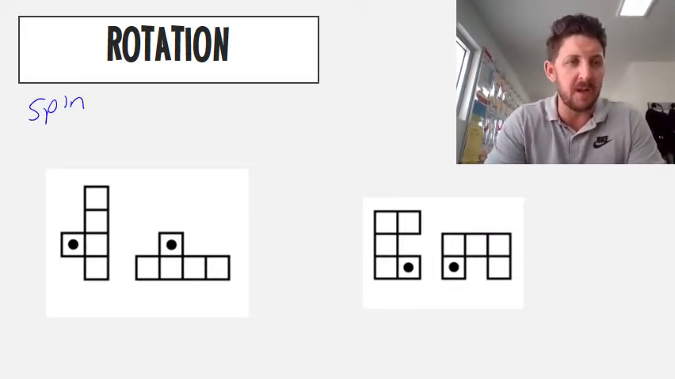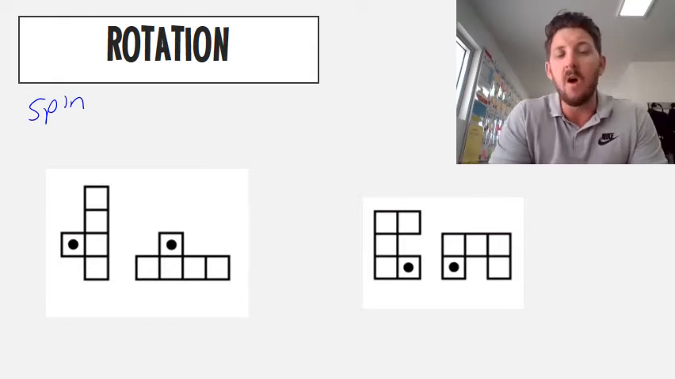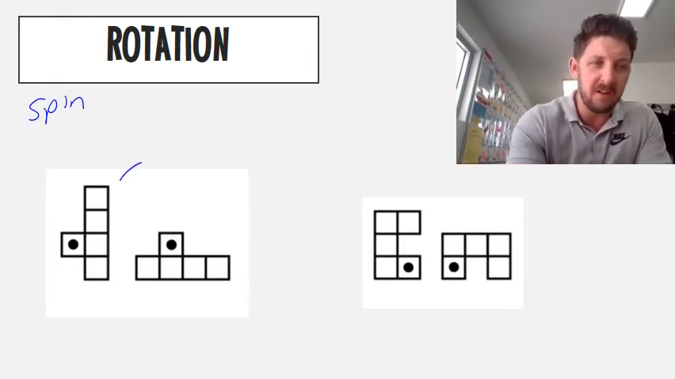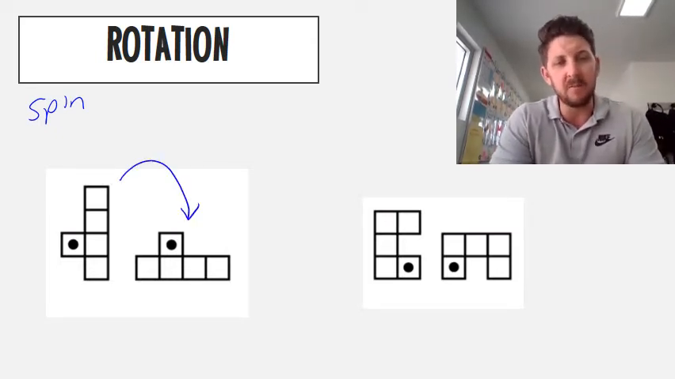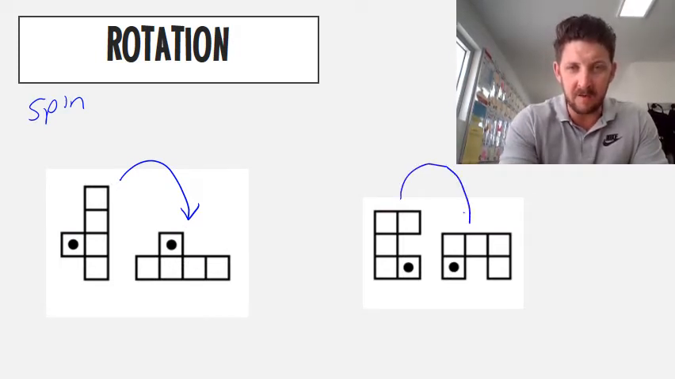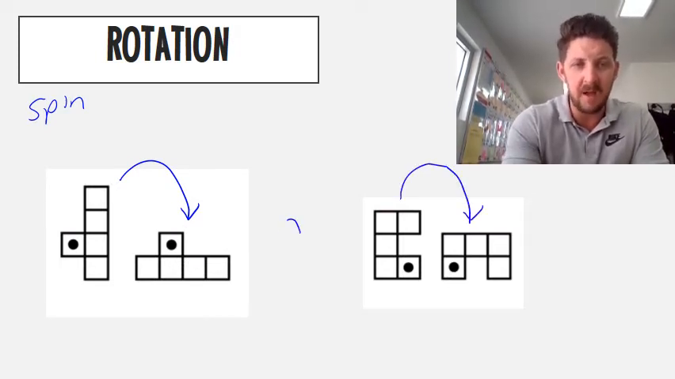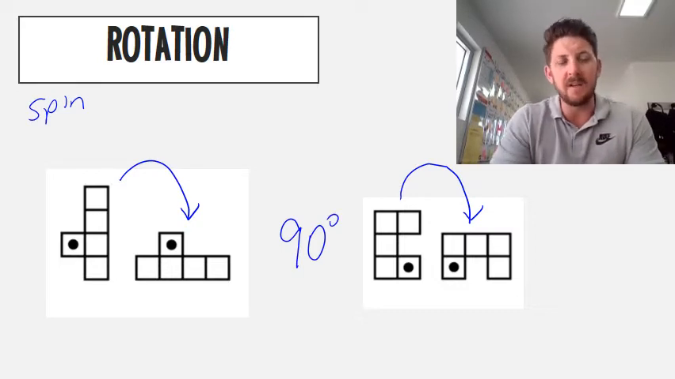Now normally when you're rotating a shape, it will show you the point of rotation, so where you actually have to rotate around. Here's some examples of a shape that's rotated. So you can see here it's rotated around this way. Same with this one, it's rotated around this one. Both of these shapes have been rotated 90 degrees.